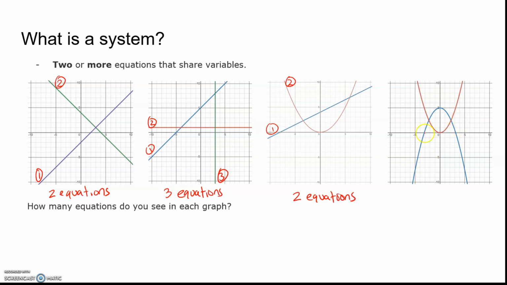And then in here I have 2 lines. Right here I have 1 and 2. These are 2 separate lines, so they must be 2 separate equations. So to see if something is a system, we look at how many lines it has.